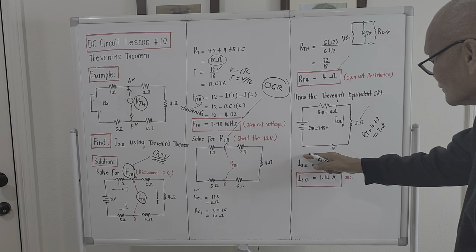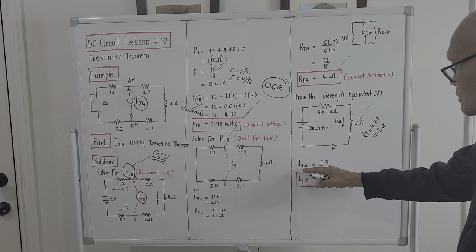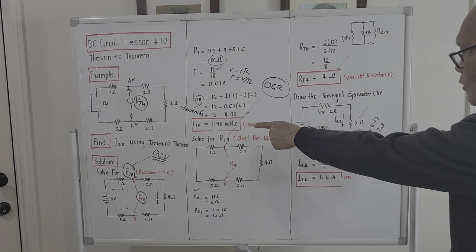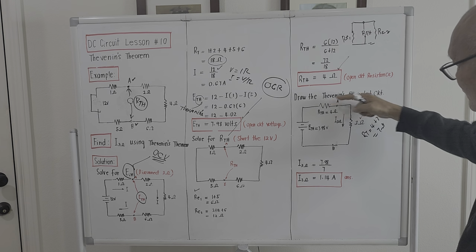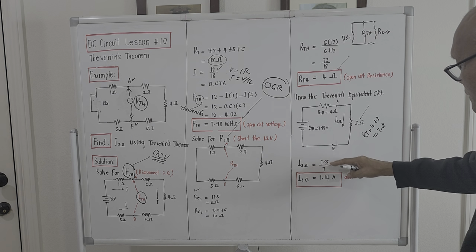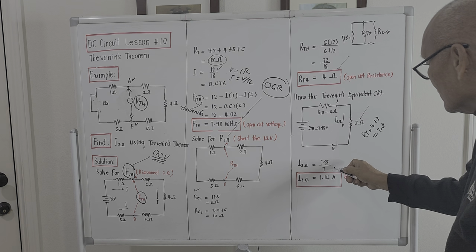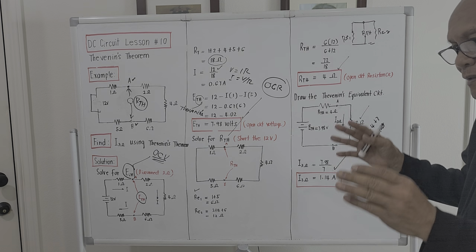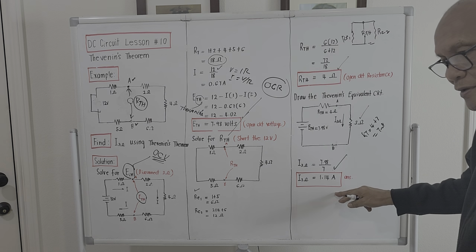So the current passing through the 3 ohm load now, I with the subscript 3 ohm, will be ETH, the computed value of the open circuit voltage, all over the single equivalent of RTH and the 3 ohm load, which is 7. So this is 7.98 over 7, and what will come out is 1.14 amperes. So by using Thevenin's theorem, the current passing through the 3 ohm load is actually 1.14 amperes.